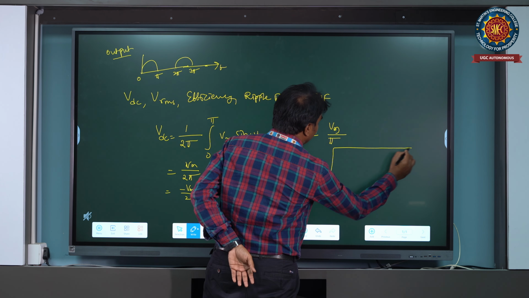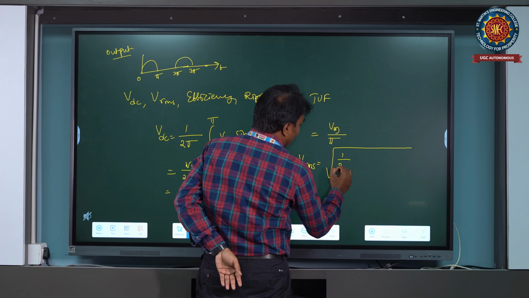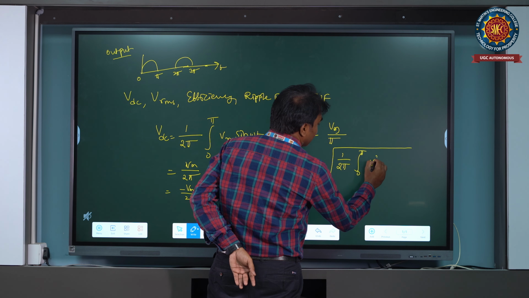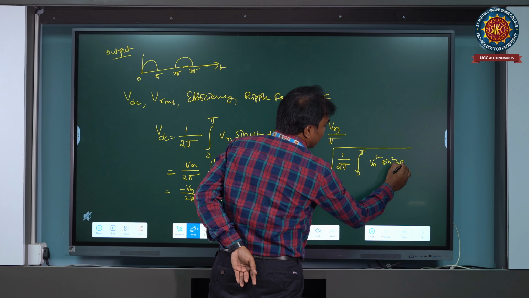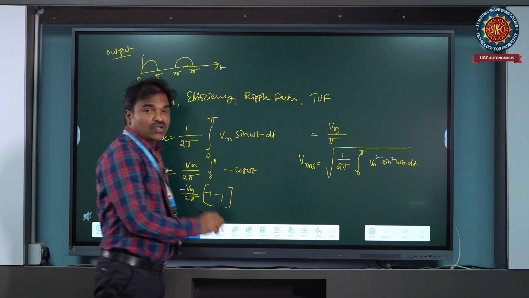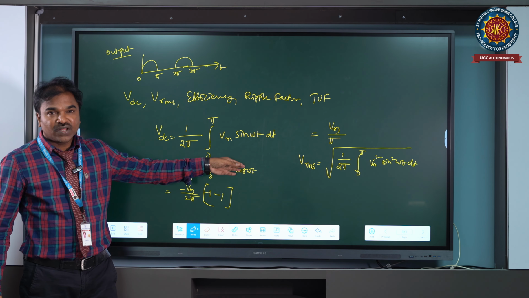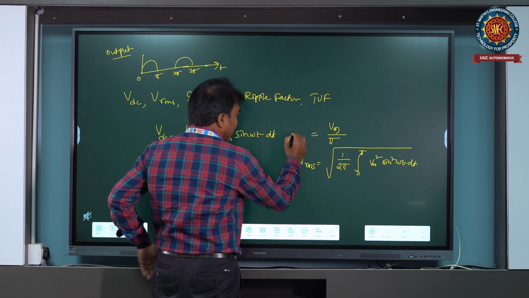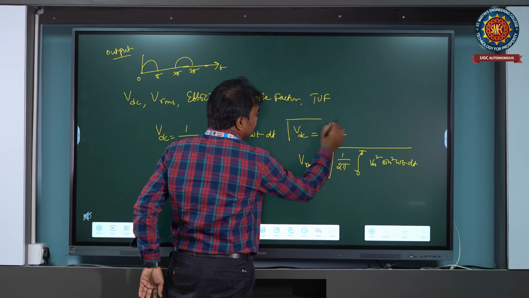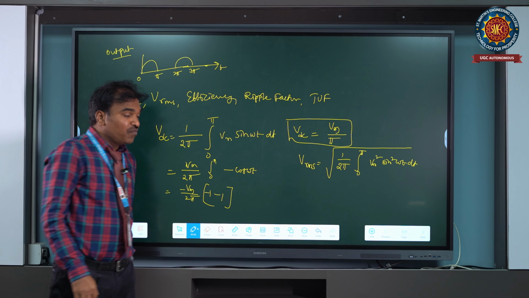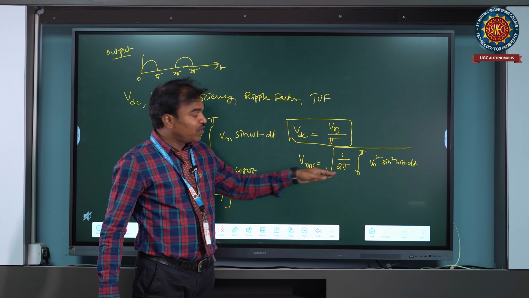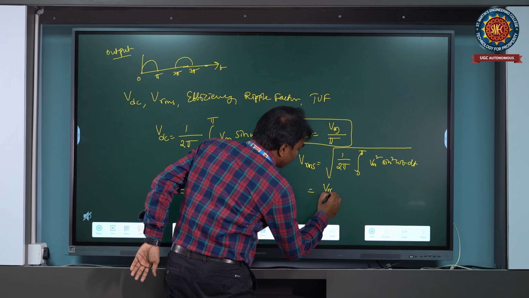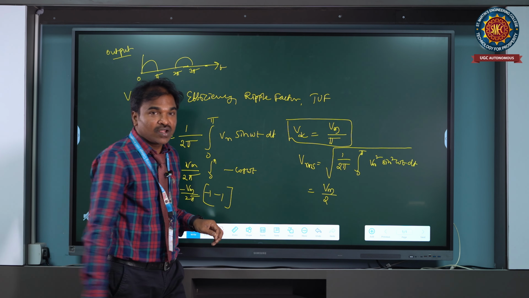For the root mean square value, it is 1 by 2 pi times the integral from 0 to pi of Vm square sin square omega t dt. The root mean square value is the AC voltage, while DC voltage is Vm by pi. Whenever we simplify VRMS, the value we will get is Vm by 2 only.